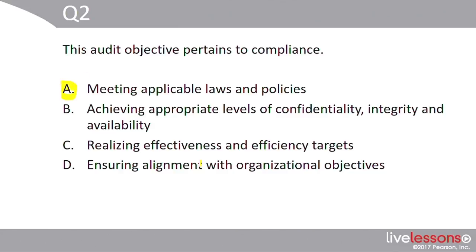Well, A is your correct answer. The audit objective that pertains to compliance is going to be, does this target meet applicable laws and policies? Is it in compliance with applicable laws and policies? What are these others? Well, B, achieving appropriate levels of confidentiality, integrity, and availability. Our audit objective there would be security. C, realizing effectiveness and efficiency targets. Our audit objective there would be operational. And lastly, D, ensuring alignment with organizational objectives. Our audit objective there would have been alignment. So we have examples here of compliance, security, operational, and alignment audit objectives.